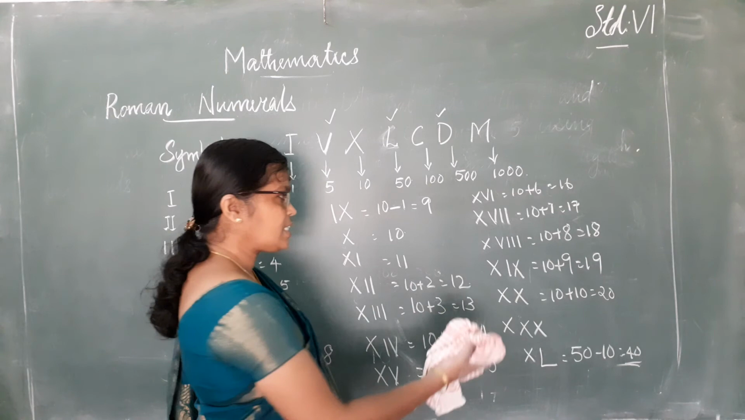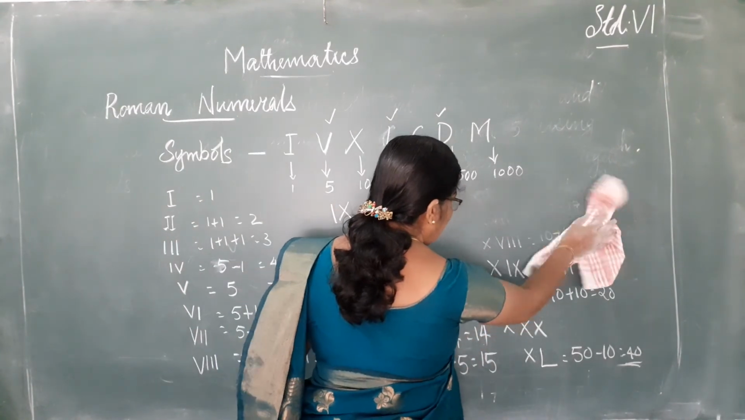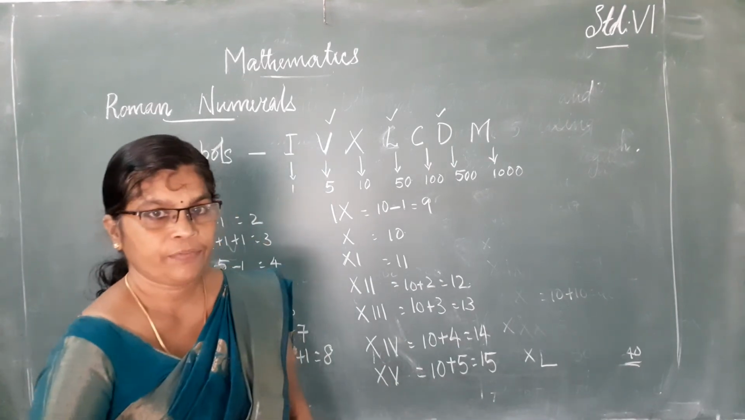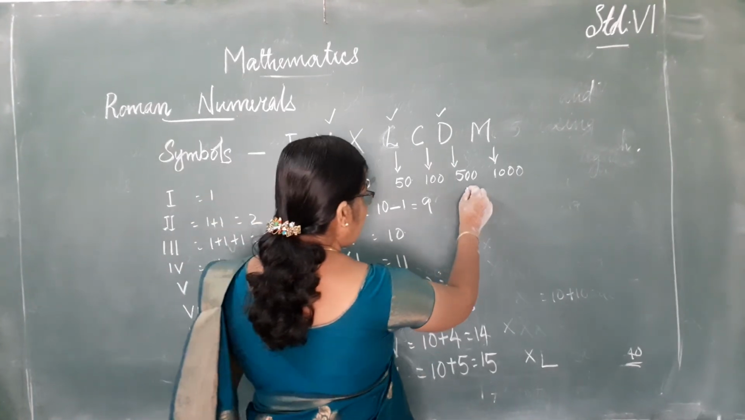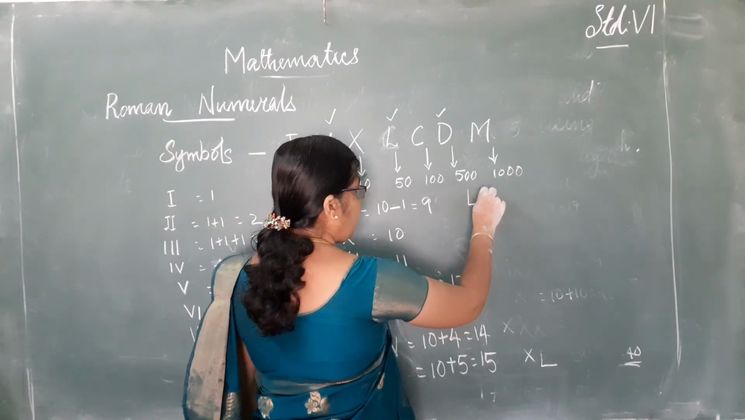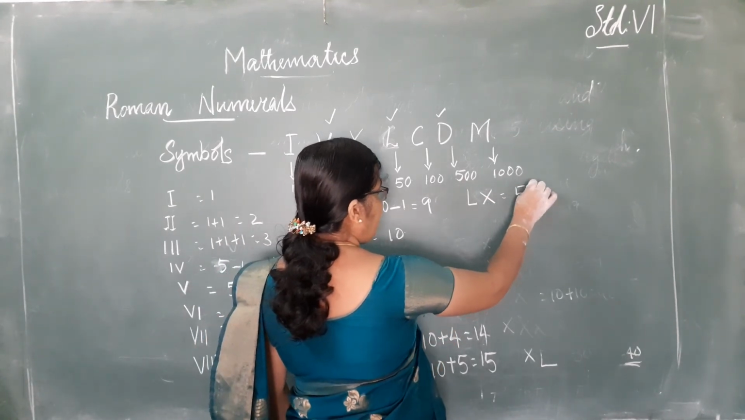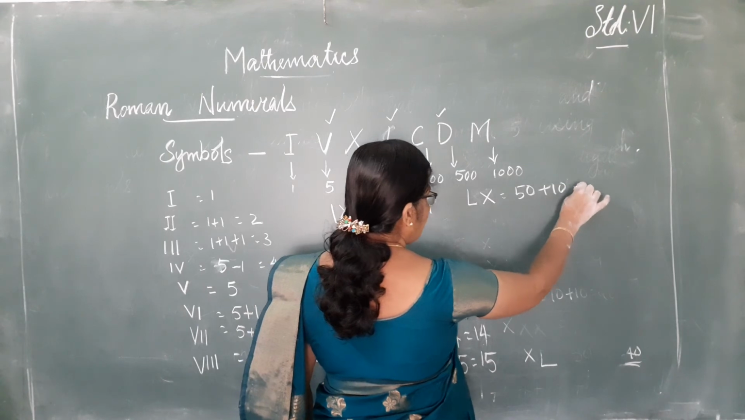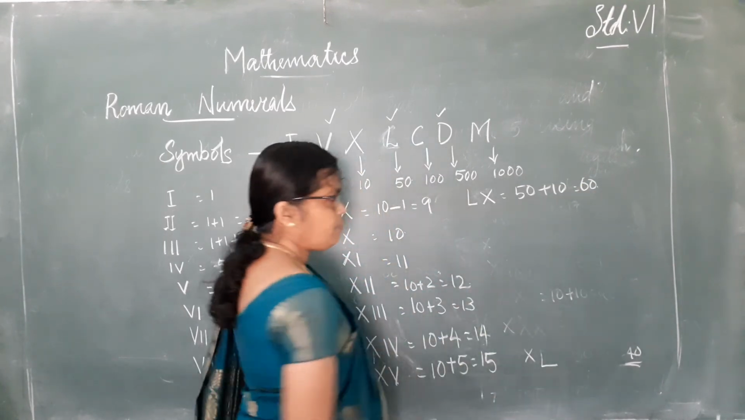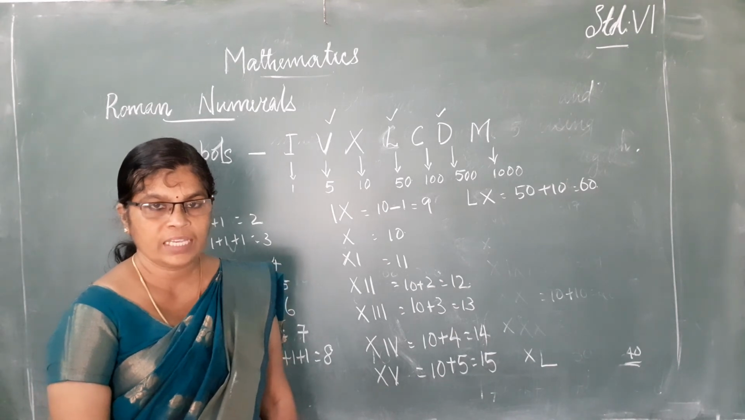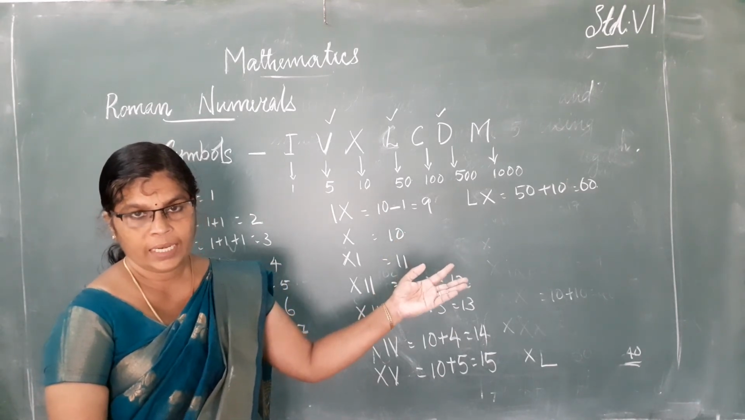Then how will you write 60? 60 is 50 plus 10. 50 is L and to the right of that you write 10. Then its value gets added, 50 plus 10, that's equal to 60. Is it clear, children? Okay, this way we have to write the numbers.